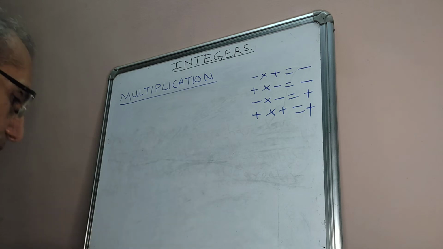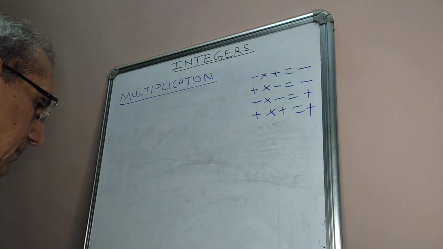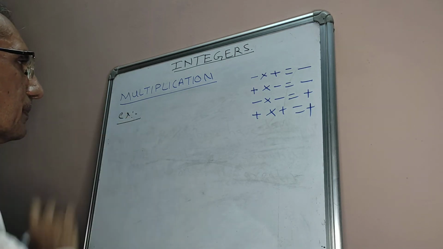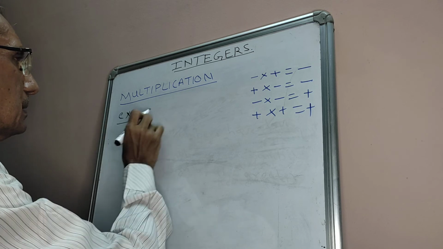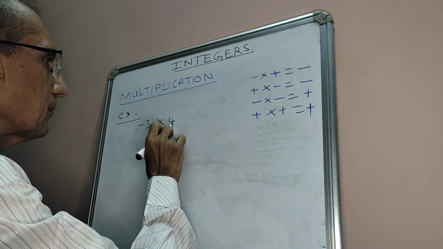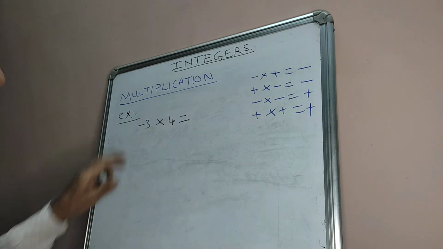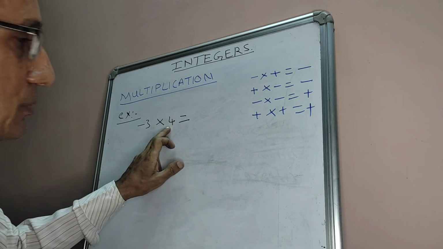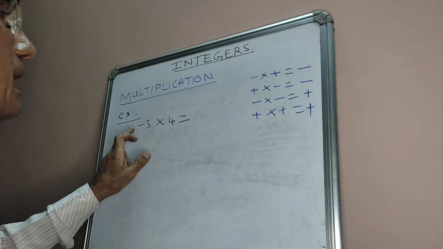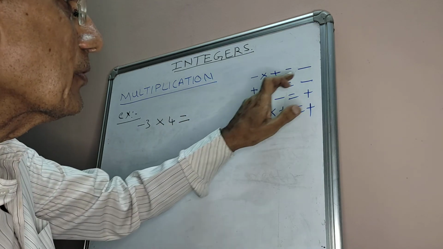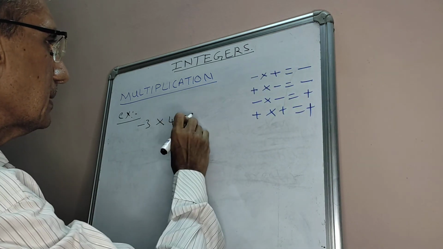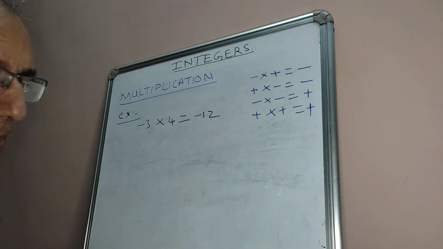Let's take an example. Supposing I say minus 3 into 4, what do I get? This is minus 3, this is plus 4. When there is no sign, it is assumed to be plus. That is always the case. So minus 3 into plus 4 is what? Minus into plus, what do we get? Minus. So we multiply the numbers and put the minus sign. Minus 12.